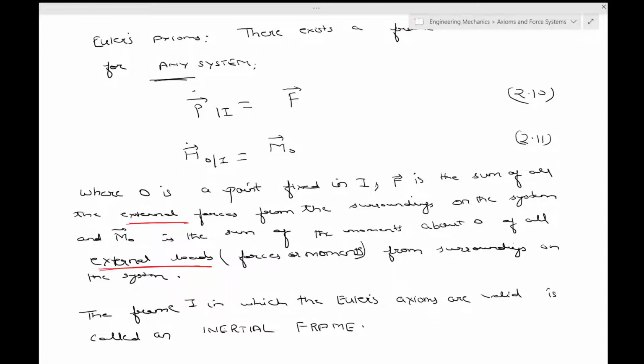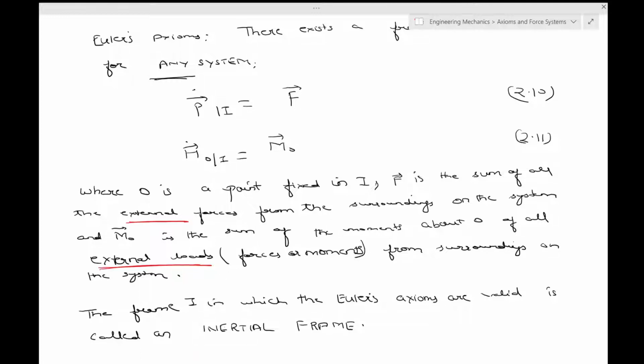So the two axioms which we have mentioned are actually independent of the origin. We never mentioned the origin, nor did we mention the orientation of the coordinate axis in the I-frame. Wherever the origin is, whatever the orientation of the coordinate axis, these should be valid, and if they are valid, then that is the inertial frame.